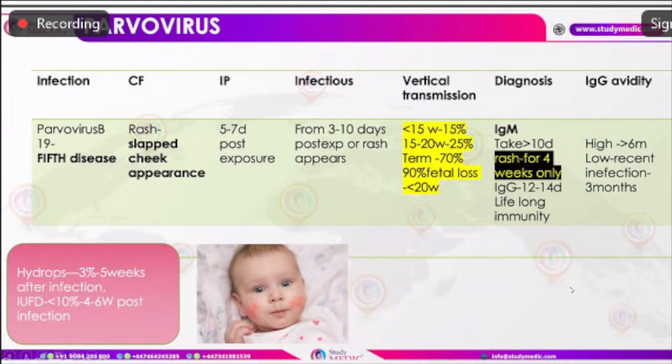How are we going to diagnose this? This is by taking the IgM. And hydrops is seen in 3% of the babies after 5 weeks post-infection, and intrauterine fetal death is diagnosed in less than 10% of the babies 4 to 6 weeks after infection. So this tells us the importance of following up these babies even after 5 to 6 weeks post-infection.